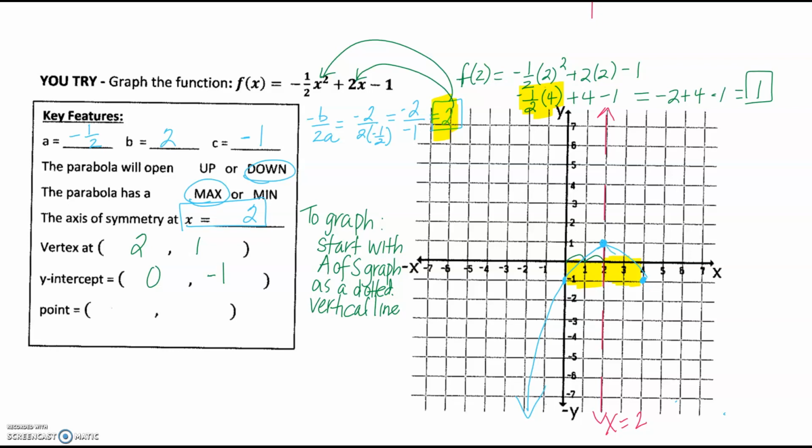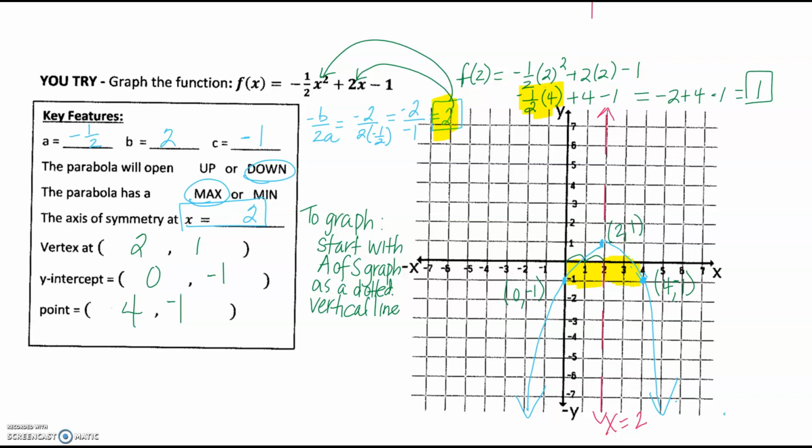Make that a little bit better. That's really bad. All right. Like that. Now, let's label everything. We have our vertex right here. That's 2, 1. We have our intercept. That's 0, negative 1. And now we created our point. What is that point? It's 4, negative 1, not 1. Make sure you make that negative. And you have graphed a function in standard form using the information from that box.